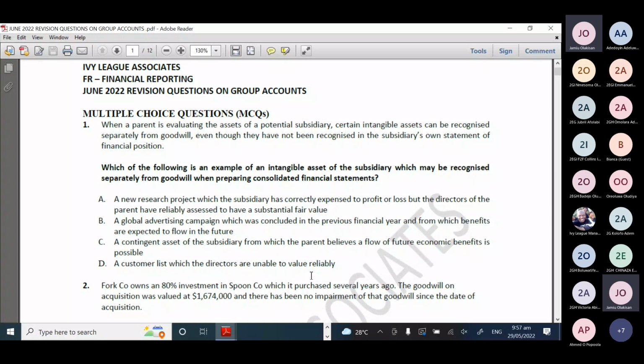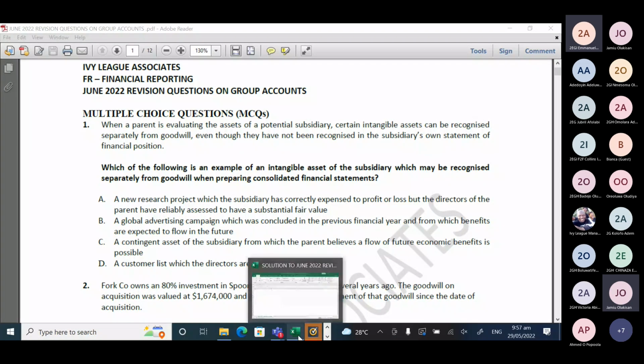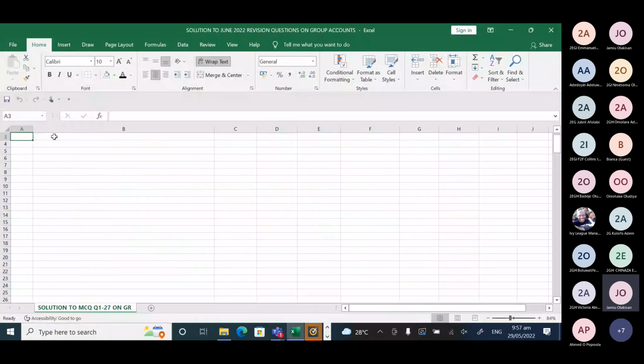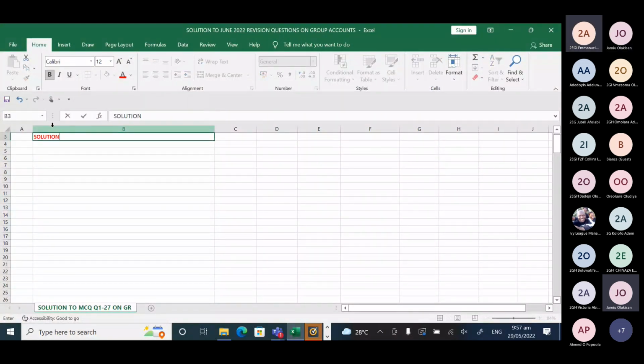Hello, sir. Hello? Thank you for the explanation. It's just that for me, when you were solving one of those questions, there was an intangible asset that we recognized, brand name. Yes. But I mean, brand name not gotten from advertising? They look to be similar. So that was what I was thinking.